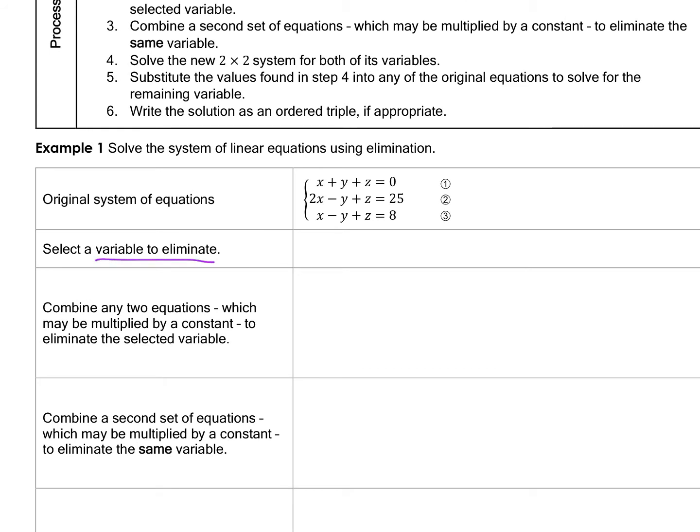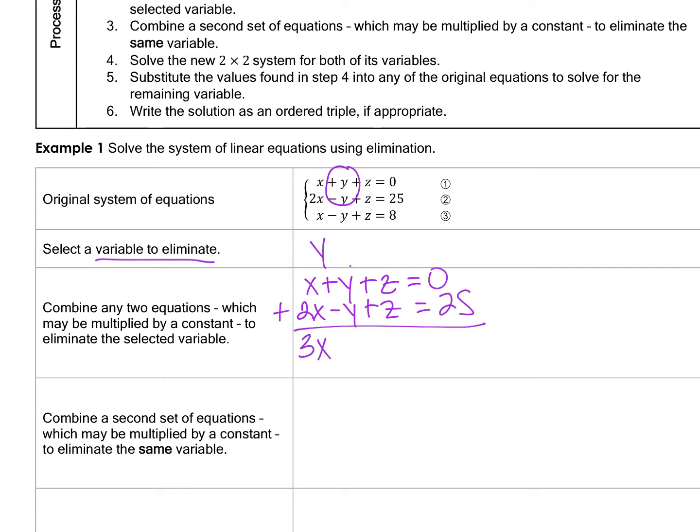It doesn't really matter, but notice here that these y's automatically cancel. So I'm going to eliminate my y values. Okay, so we're going to combine any 2 equations. So I'm going to write the top equation and the bottom equation, and I'm going to add them up. So that's 3x, the y's cancel, plus 2z equals 25.